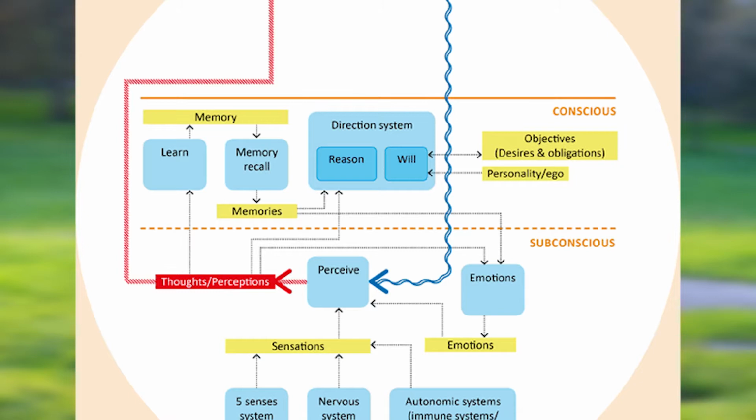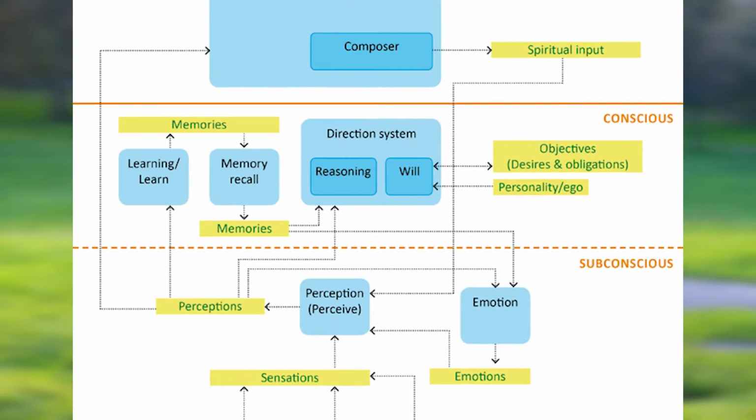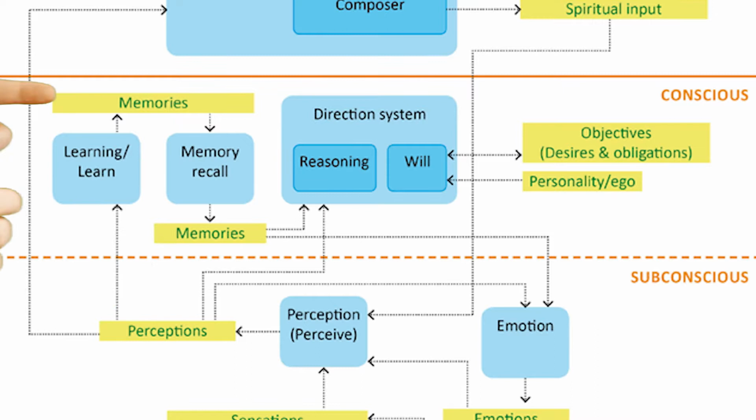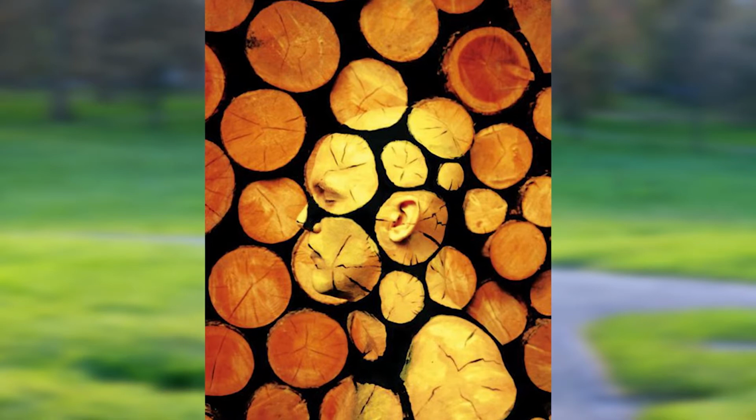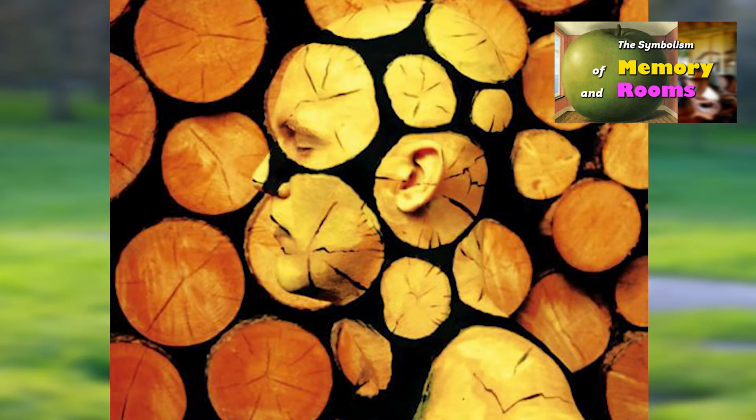Memories. Taking exactly the same diagram, we will now stretch it out a bit so you can see better what is happening. So let us first take the box labelled Memories. Using memory recall, we get memories from our memory, that great store of information we build up by learning. We have a video called The Symbolism of Memory and Rooms.